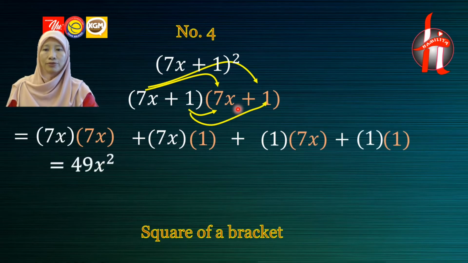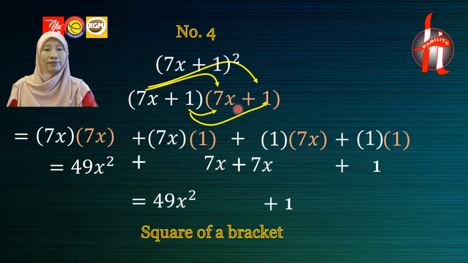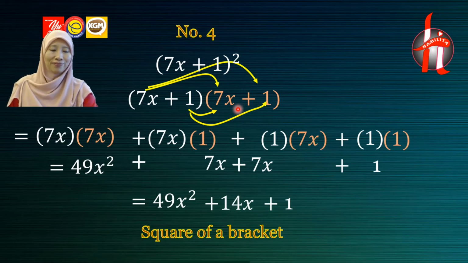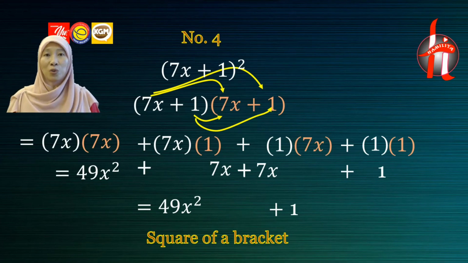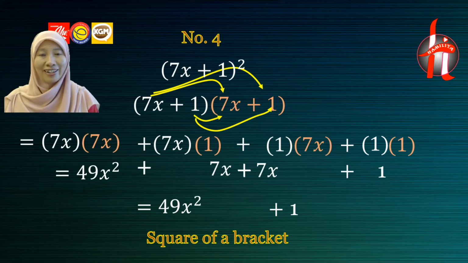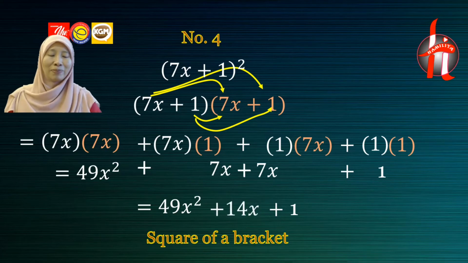Okay, then we simplify, we get 49x squared plus 7x plus 7x plus 1. So we can simplify again 7x and 7x. This becomes 14x. Finish with our question number 4. Besides using the arrow method to expand the square of an algebraic expression, I have a simple and fast method to share with you today. Now let's see example number 5.